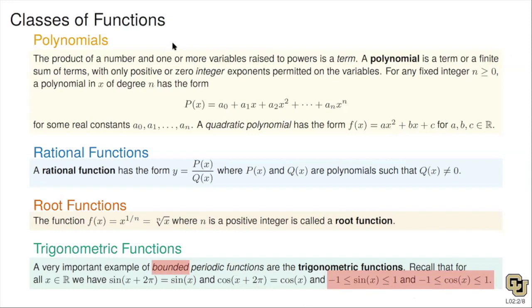And the periodic part refers to the fact that it repeats itself. After every 2 pi distance on the x-axis, you get the same y value. For cosine or sine, the y values repeat after every 2 pi of distance on the x-axis. So bounded means the range is finite, and periodic means the function repeats itself, and cosine and sine are very, very famous examples of bounded periodic functions.